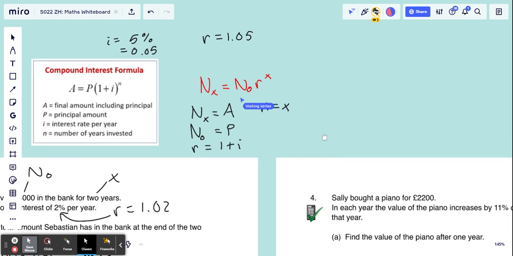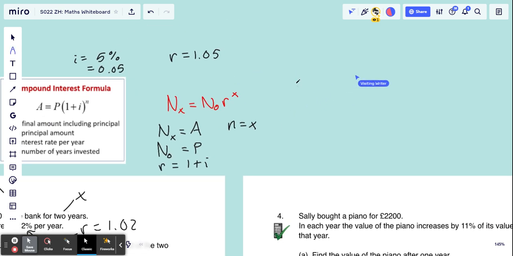But they're the same formula. It's just good to know how they both work. Okay.